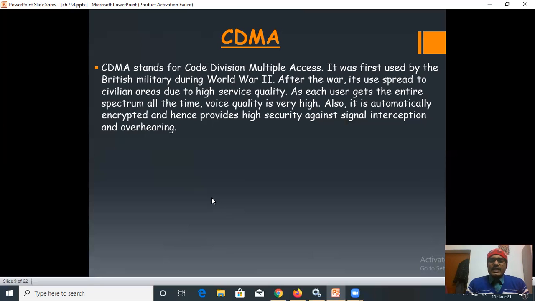As you know, the Reliance phone, the Reliance set, was CDMA, and its voice quality is very good.